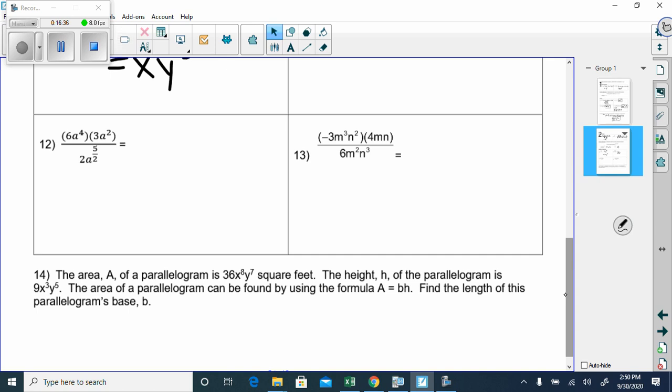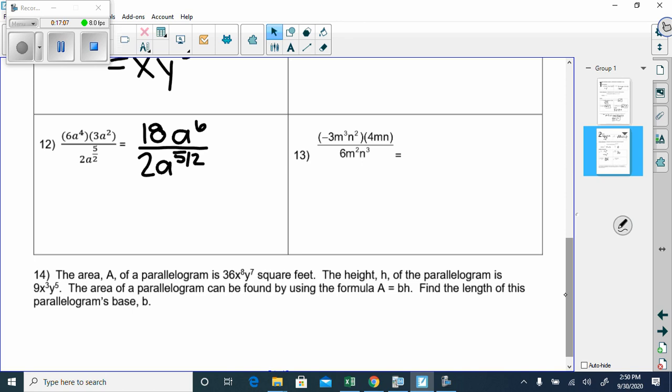On number 12, we have some stuff multiplied in the top, so I'm going to do that first before I worry about the bottom. So ignore the bottom for right now. In the top, we have to multiply the numbers. So what is 6 times 3? 18. Okay. And then when I multiply, I do what? We add. So 4 plus 2? 6. A to the 6. Okay, and it is still over 2a to the 5 over 2.